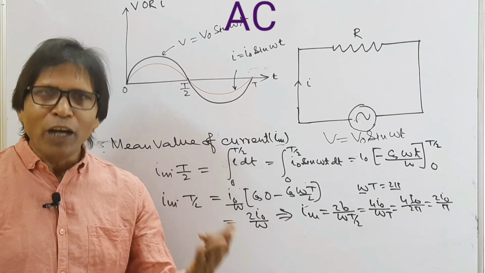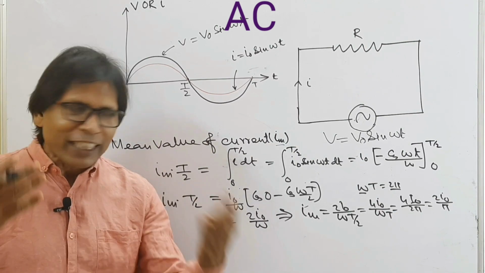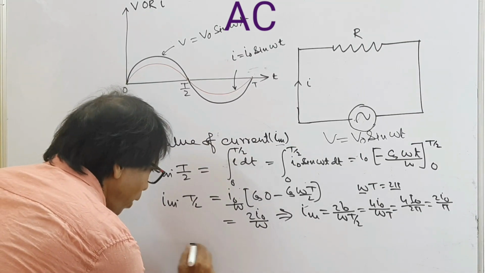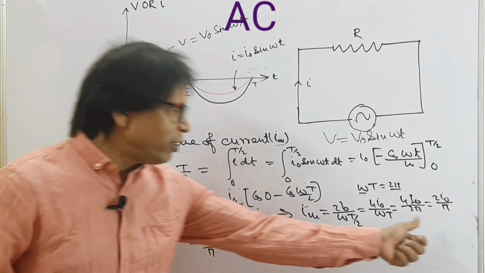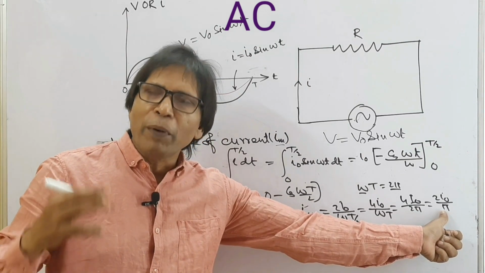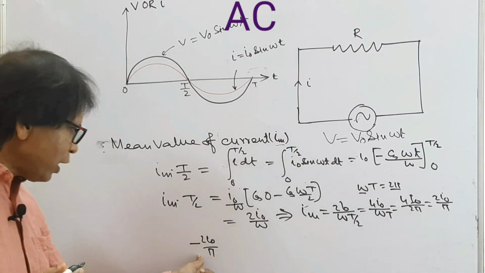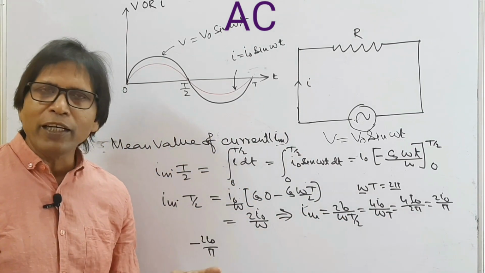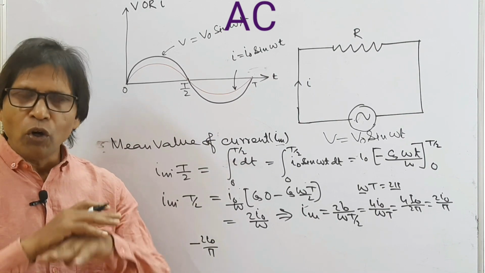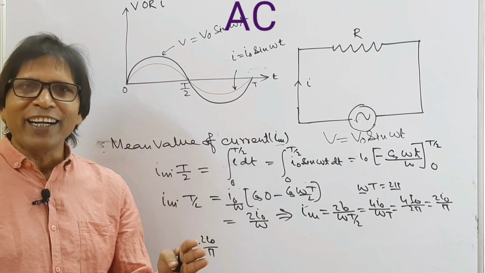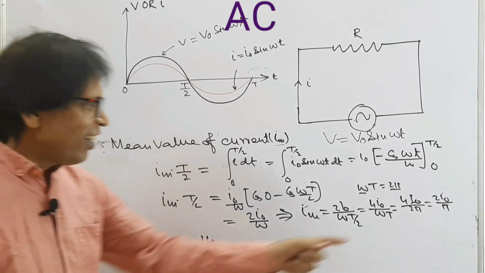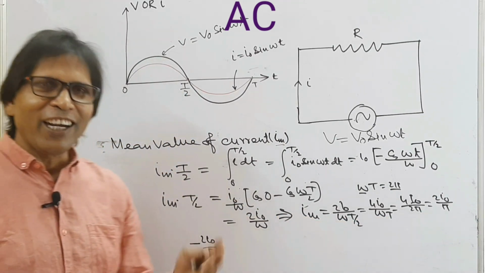Now the mean value of current for the next half cycle is minus 2 I naught by pi. Look at this, it is 2 I naught by pi in the first half cycle, and in the next half cycle it is minus 2 I naught by pi. So the mean value of current in a complete cycle, this plus this, equals 0.